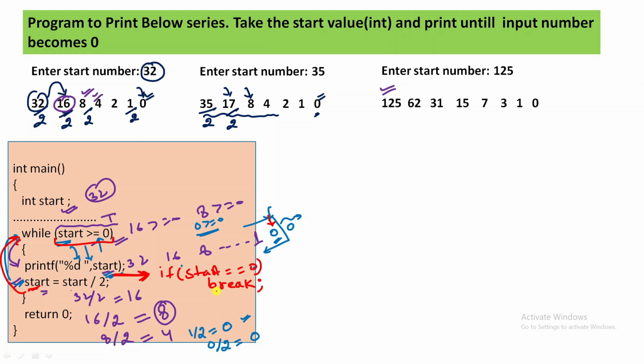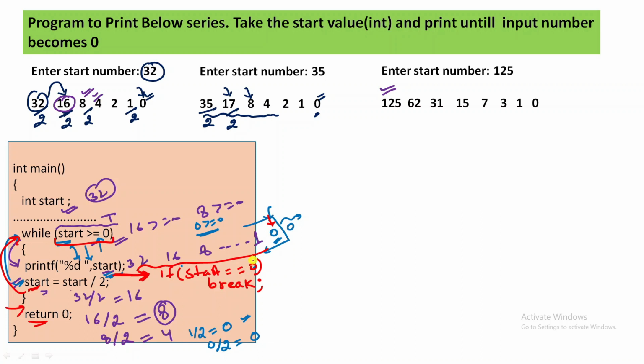So what it will do, break means I will come out of this while loop, simple. So it will come out after this while loop, and whatever statements are there, it will execute. So here it will say return 0, your main function will exit. So you have got this output. And the other way I will show you while I execute the program.